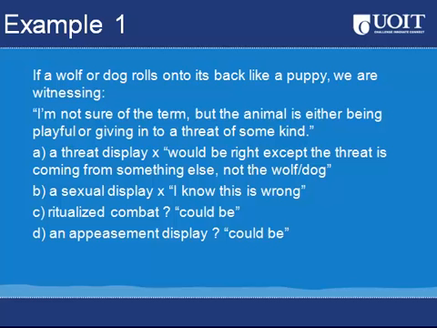So a threat display, we're going to put an X beside that. That would be right, except the threat is coming from something else, not the wolf or dog. B, a sexual display, we're going to put an X because we know that's incorrect. C, ritualized combat. Well, we're going to put a question mark because that could be the right answer. And D, appeasement display. We'll also put a question mark because we're not sure.